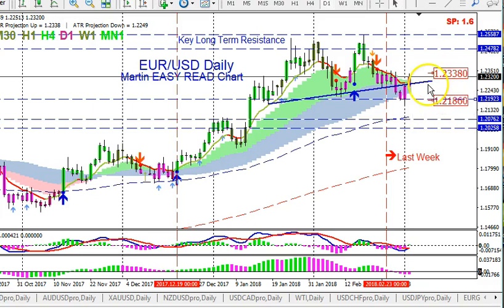If you believe price is going to go higher, you can look at buys above 123.38. If you believe price is going to go lower, and I've drawn in this blue horizontal dash line, that is support, you could possibly look at sell trades below 121.86.